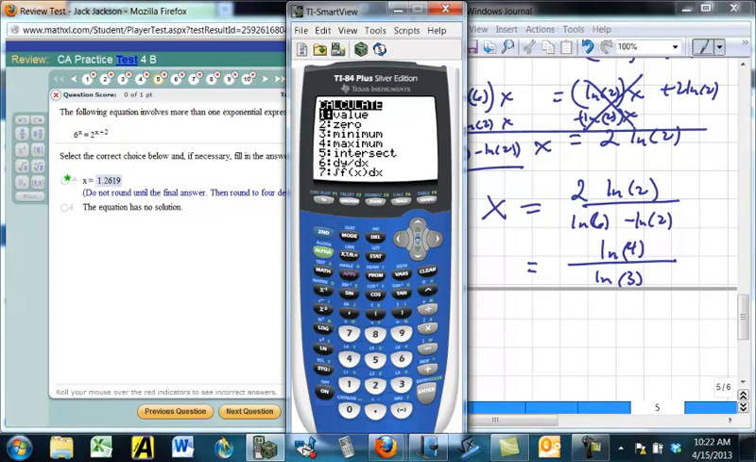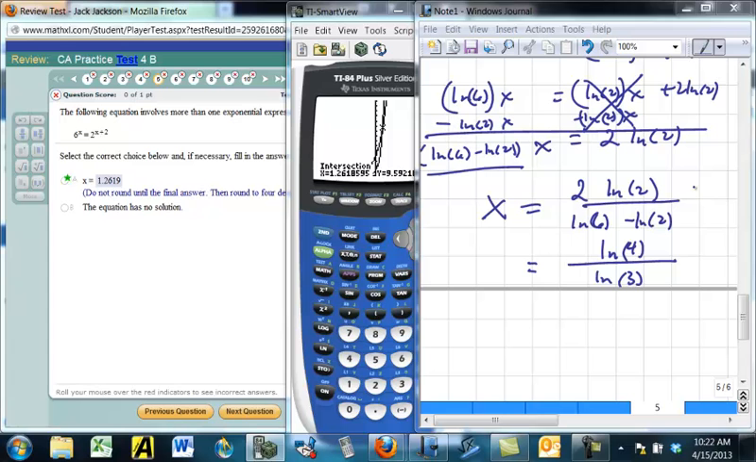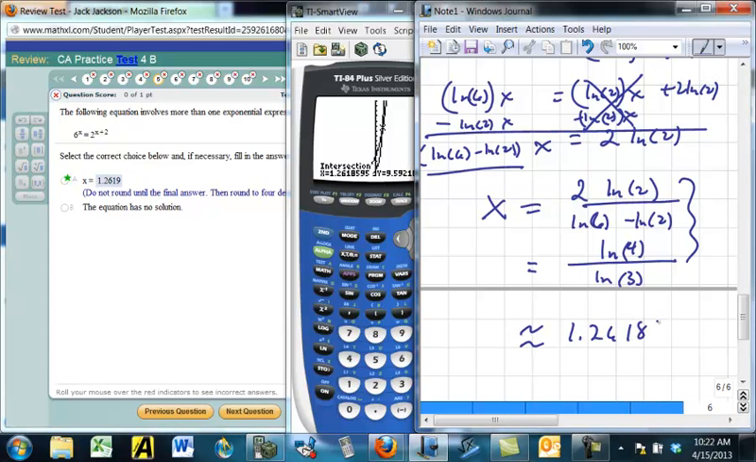So I can do calc, intersect, first curve, enter, second curve, that's good. Get over kind of close to where they cross, that's kind of close, hit enter. And notice that's the same intersection point, 1.2619. Of course, these over here are exact answers, and that 1.2618595 is an approximation, but in this case they only want an approximation, so there you go.